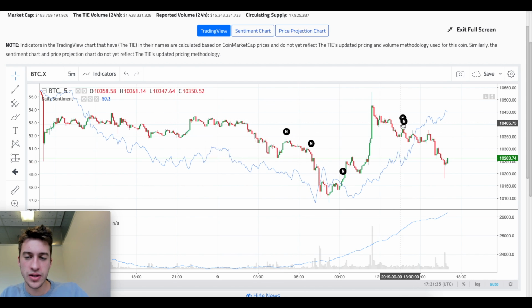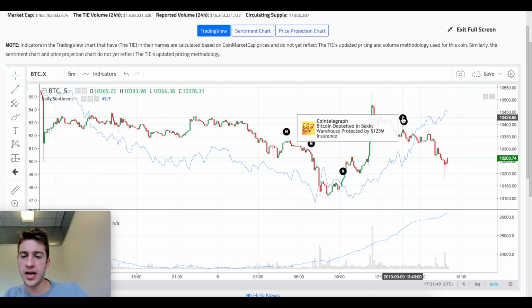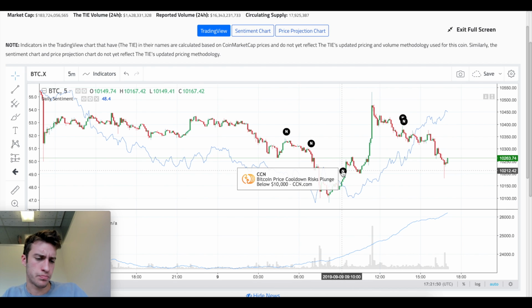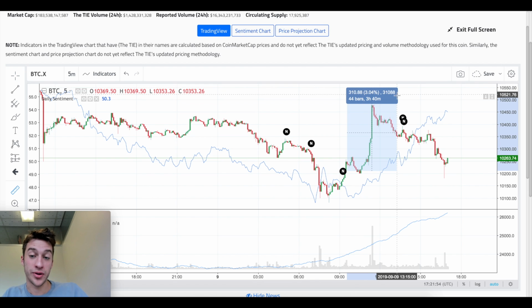Finance Magnates, and then we had 2 articles here. Cointelegraph: Bitcoin deposit and backed, warehouse protected by $125 million insurance. So you can look at these news. You can kind of make an approach of whether it's neutral, bearish, or bullish. This, I think, seemed pretty bearish to me. I just want to see how much, oh God, 3% rise after it predicts that.